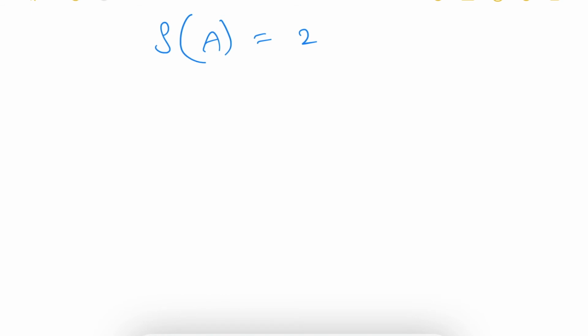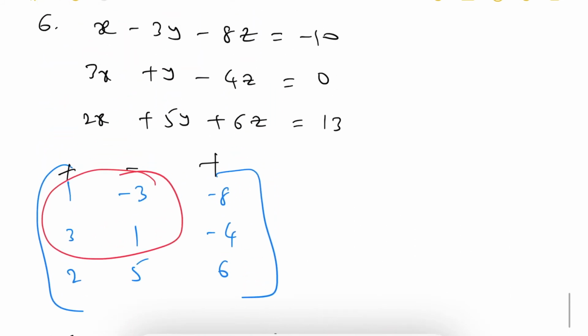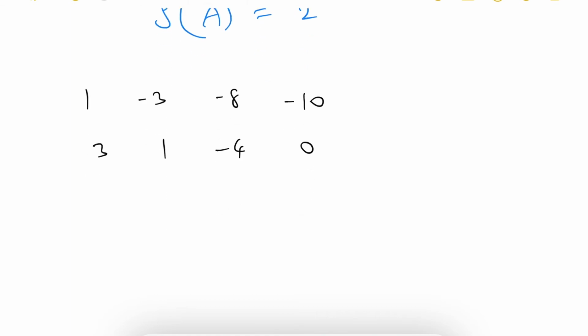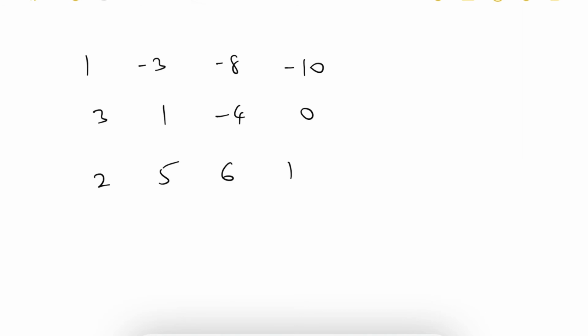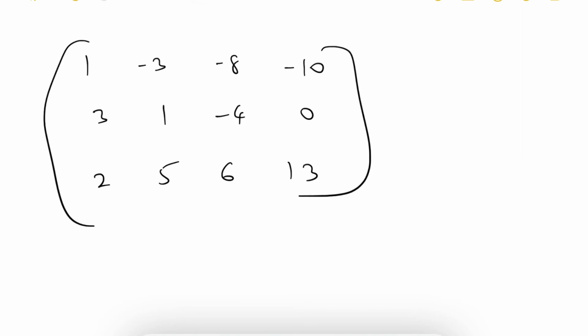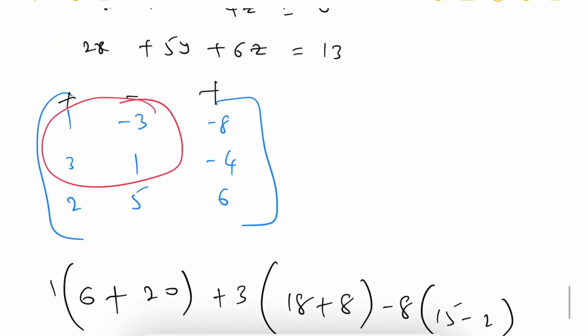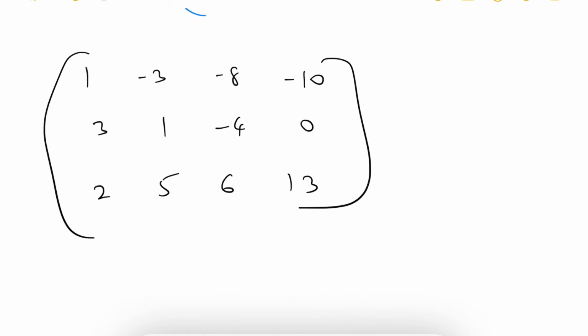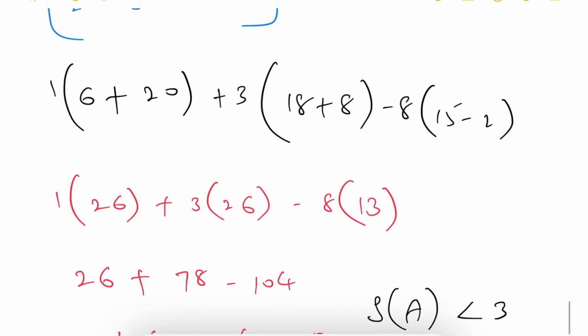Now let us write the augmented matrix for this. What will it become? First row is 1, minus 3, minus 8, minus 10. The same way, next it will be 3, 1, minus 4, 0. The last will be 2, 5, 6, 13. Let me confirm once again: first row 1, minus 3, minus 8, minus 10. Okay, done. Next 3, 1, minus 4, 0. Okay, done. Last row 2, 5, 6, 13. Okay, done.